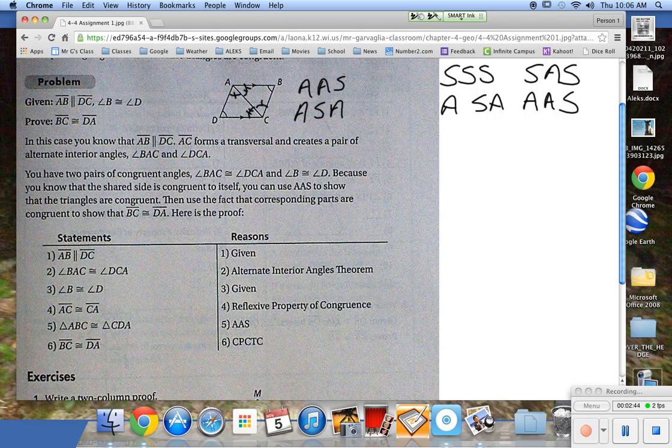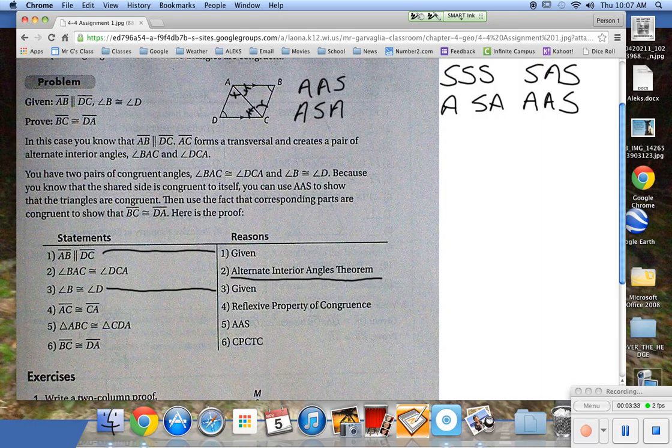All right, it says here, then use the fact that corresponding parts are congruent to show that BC is congruent to DA, and here's the proof. Okay, first we have given. We know that AB is parallel to DC. That's a given. We know that angle BAC is congruent to DCA, and it's by alternate interior angles. We know that angle B is congruent to angle D because it's given. All right, we're setting this proof up. By the reflexive property, line AC is congruent to CA because it's the same line, isn't it?